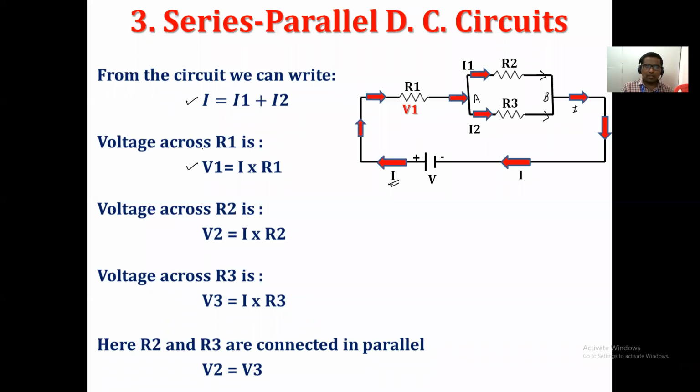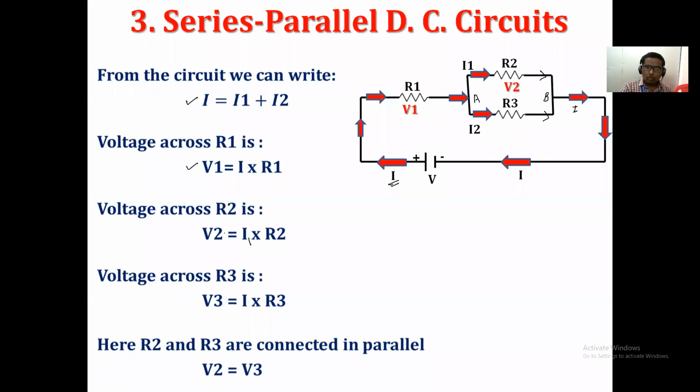Is it right? Now, how to calculate the voltage across the resistor R2? What is the current flowing through that R2? It's I1. Is it right? So, apply Ohm's law. If you know the current flowing through R2 and the resistance R2, I can write I1 multiplied by R2, which is equal to V2. Is it right? So, this is about V2.